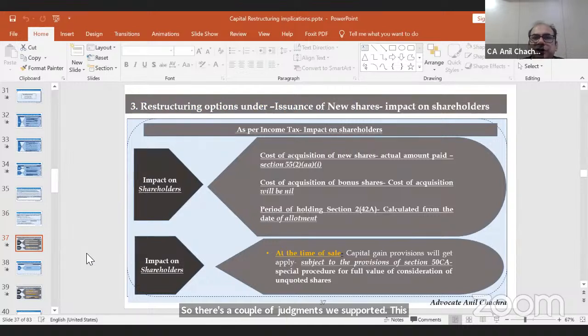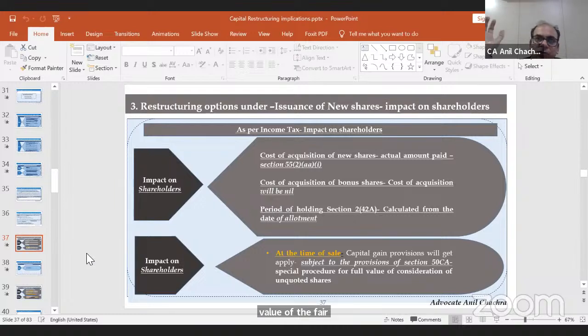So for the issuance of the shares, what would be the implication on the shareholder side, right? The cost of acquisition of the new shares, whatever amount I pay, that will be under section 55(2)(aa), which says that whatever amount I paid will become the cost for the new shares. Cost of acquisition of the bonus shares would be nil. The period of holding is calculated from the date of the allotment. At the time of the sale, you have to pay the capital gains tax, right? Subject to the provision of section 50CA, which says that if I am selling unquoted shares, I have to take the fair market value, which has been defined under Rule 11UA.